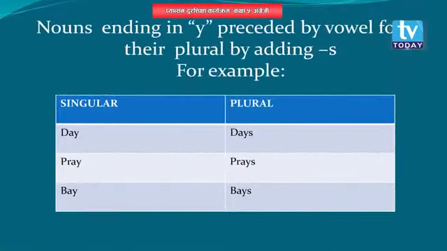The next one is: if the word or noun ends with Y preceded by a vowel, then what we have to do, dear children, is simply add S. We don't have to remove Y like in the fourth rule. You can have a look at the slide as well. Just add S to it to make it plural.